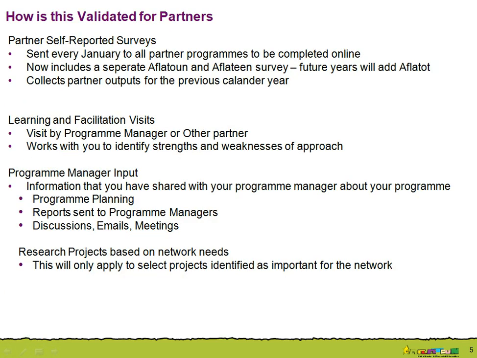How is this validated for partners? So how are we checking to see which of these components are there and what number of hours are being completed? Well, the first thing, which we're talking about mainly at the end of this webinar, is the partner self-reported surveys. Every January, or in this case February, we send to all partners an online survey which should be filled out, and it includes questions on program components as well as questions on the reach of the program.